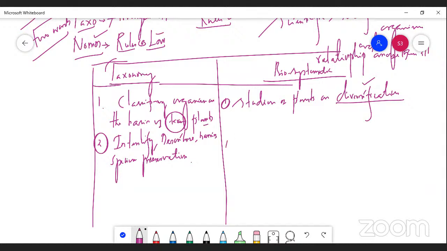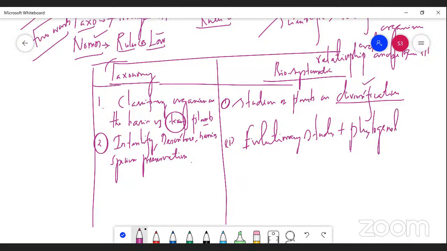What about biosystematics, also called systematics? Nothing but it involves evolutionary studies and phylogenetic relationship, in addition to taxonomy. Evolutionary studies and the phylogenetic relationship, in addition to the taxonomy. That's the second characteristic, evolution.